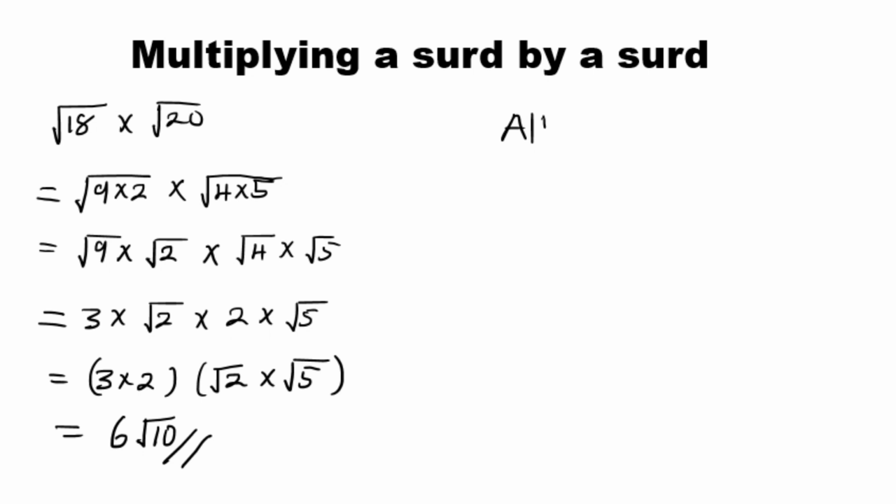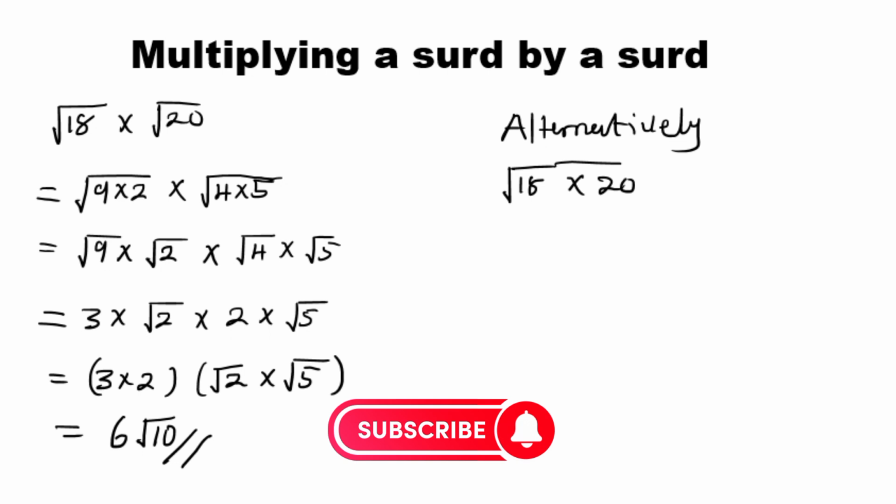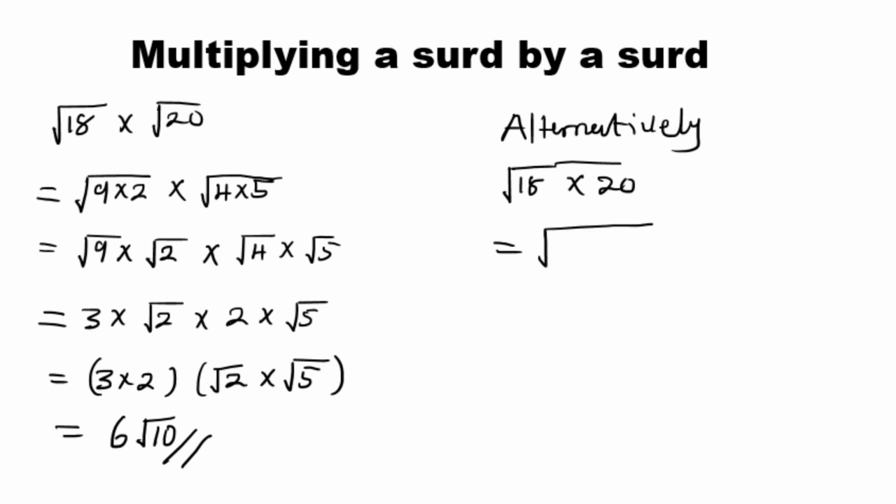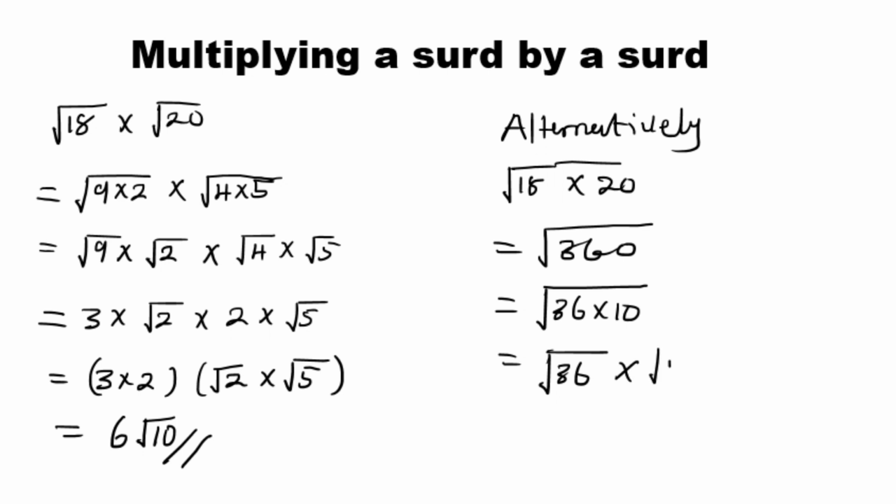Alternatively, we can also do it this way. We can decide to have the square root of 18 times this 20 all together, and we know that this will give us the square root of 360, and 360 can also be expressed in its simplest form as the square root of 36 times 10. So separating them, we'll have the square root of 36 times the square root of 10.